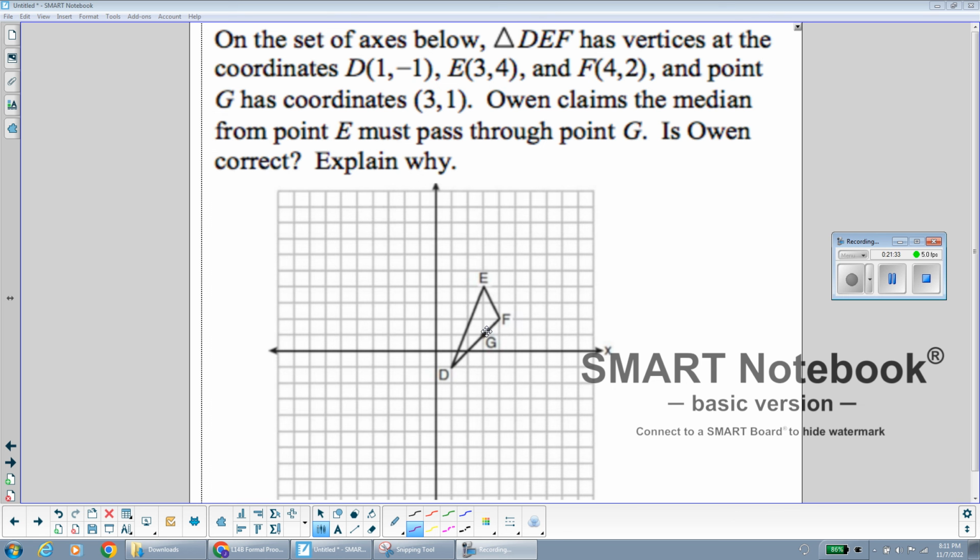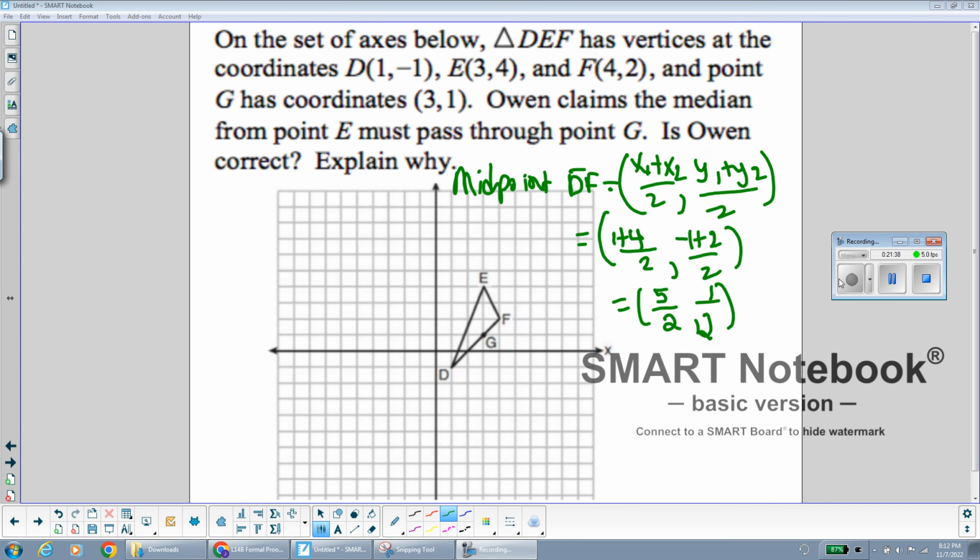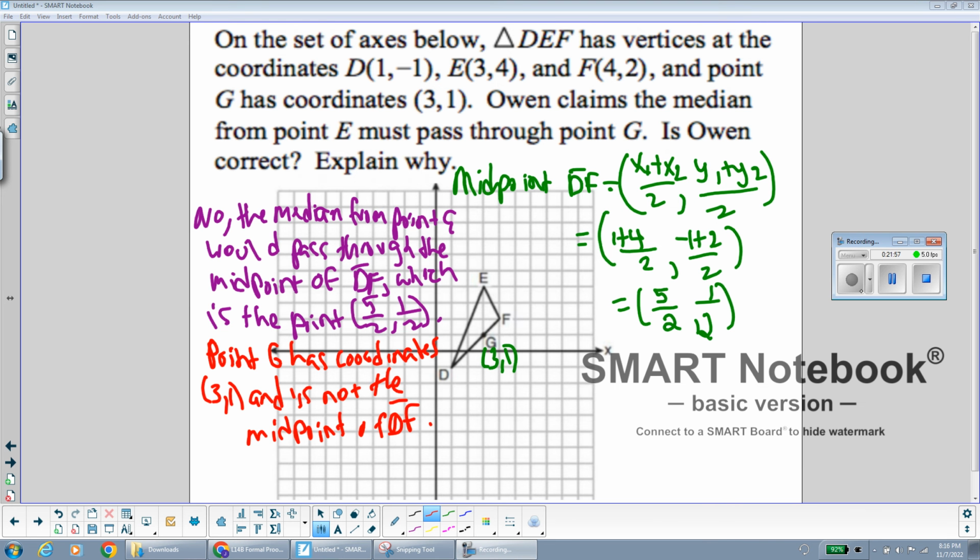I'm going to pause the video so I can find the midpoint of DF. I recommend you do the same. So when I found the midpoint of DF, I found that the midpoint of DF is the point (5/2, 1/2). That's not the coordinates of point G. Point G has coordinates (3, 1). So I'm going to write a concluding statement that says Owen is not correct.